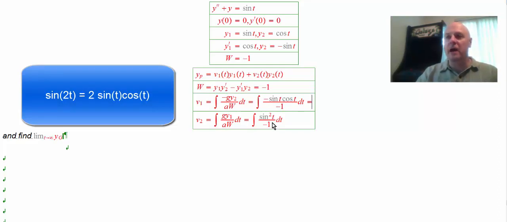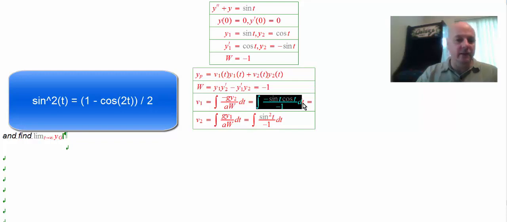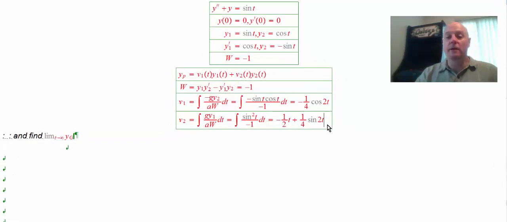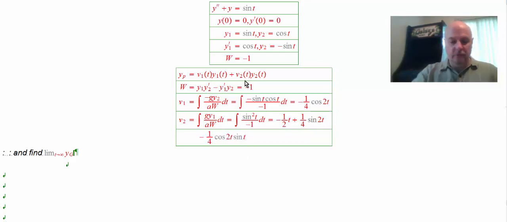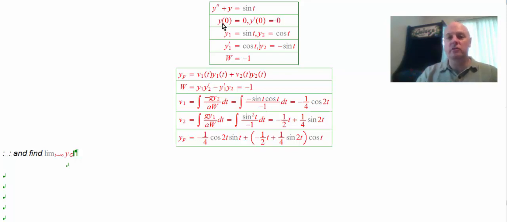Our sine squared, I would write that with our double angle formula and integrate. We've got our v1 and v2. So our particular solution then is going to be v1 times y1 plus v2 times y2. Things to note. The frequency of the homogeneous solution must be, oh, I've got my initial conditions here too. Let's figure out our initial conditions then.